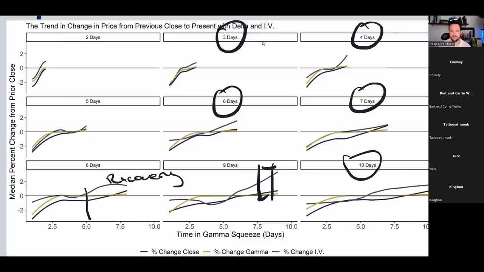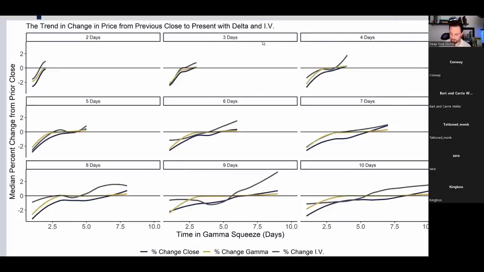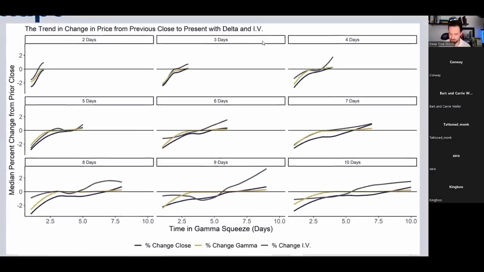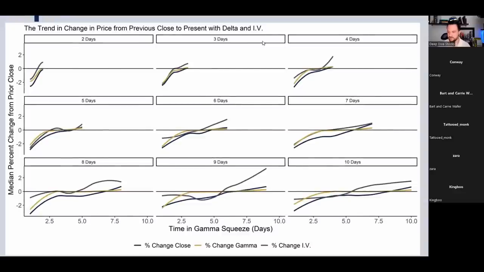I just want to repeat what you said in different words, just to make sure that everybody following along is getting it. When you say spot up, IV up, you mean spot price, whatever the price of the stock is, and IV up would be implied volatility up, AKA liquidity down.